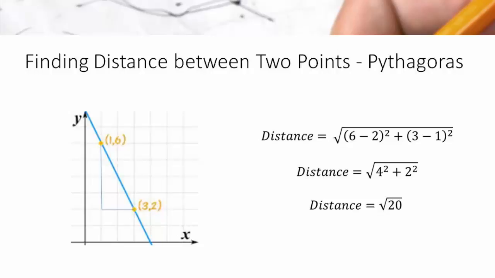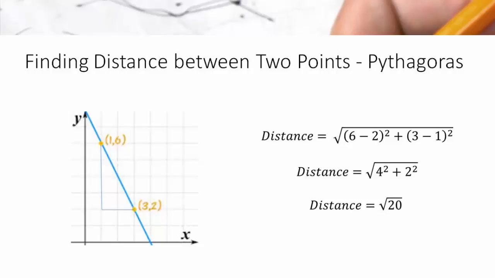So the distance is going to be the square root of how much you've changed there in the y-coordinate, which you can work out by doing 6 minus 2. So as you can see, the height of that triangle is going to be 4, and we're going to need to square that. So I do 6 minus 2 squared.